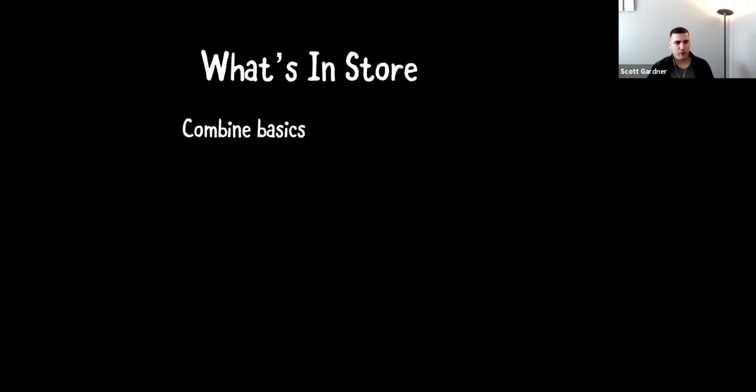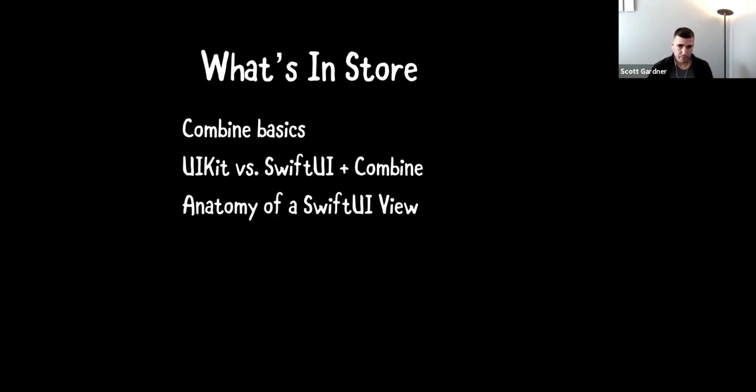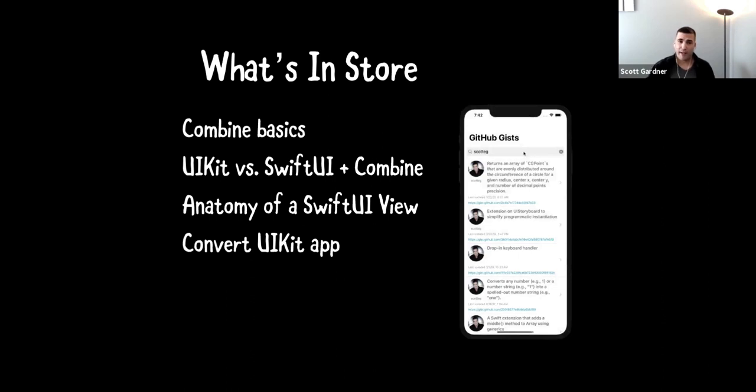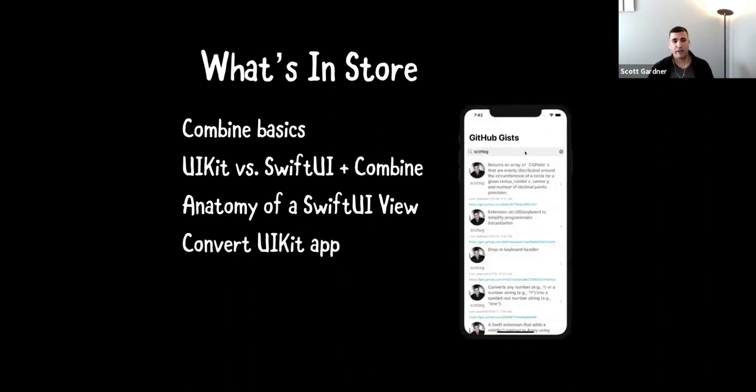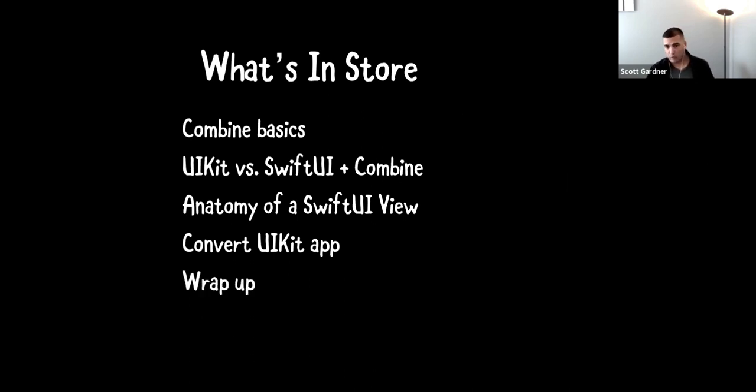So what's in store for this hour? The first thing we're going to do is take a basic look at Combine. What is it? How does it work? What are some of the fundamental concepts there? Then we'll look at UIKit versus SwiftUI and Combine. What are the differences and how you would go about implementing functionality using the two different paradigms? We'll look at a typical SwiftUI view and each of the components that makes it up to give you an idea of its anatomy. Then we'll jump right into code and spend the majority of our time converting this UIKit based app to use SwiftUI and Combine instead. We'll wrap up and I'll leave you with a few parting pieces of information and a couple of gifts if you'd like to learn more.